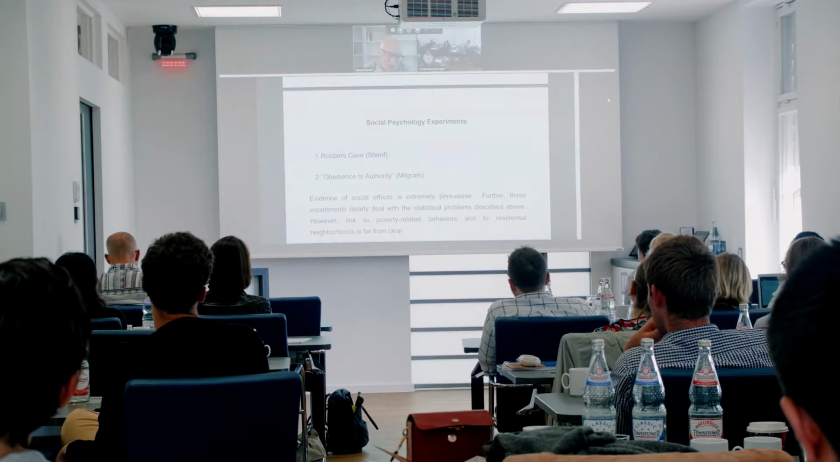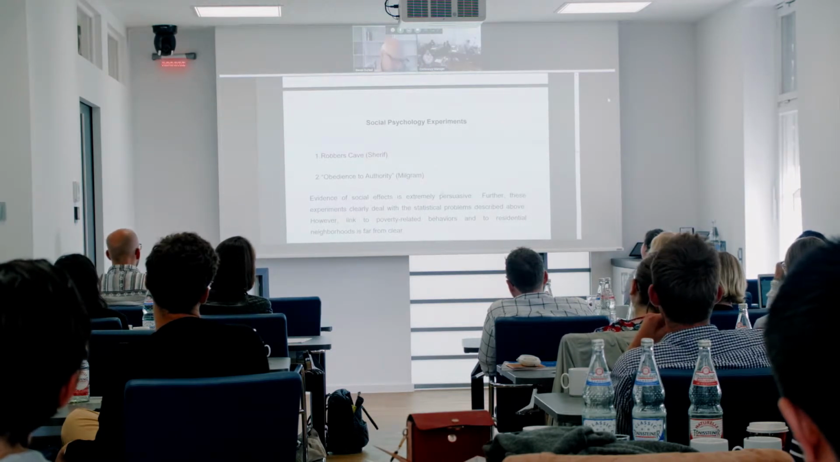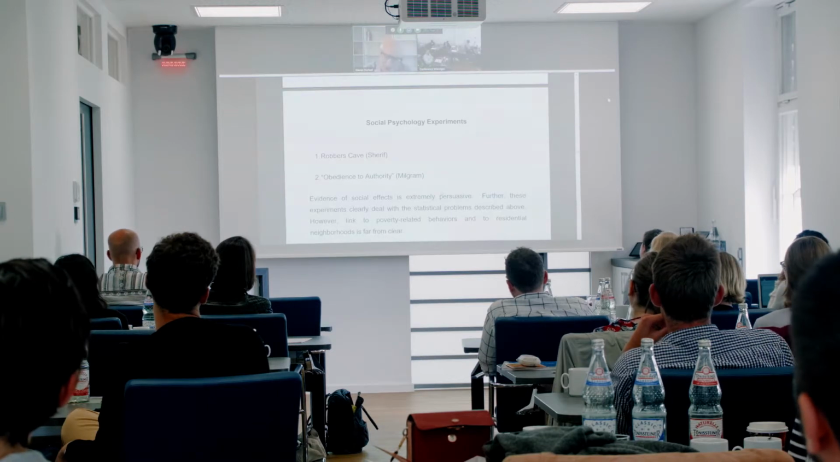And then at some point, what the experimenters did is they split up the kids in the following sense, which is they broke up friendships so that friends lived in different cabins. And they told one of the cabins that their name from now on was Eagles. The second cabin was called the Rattlers, like rattlesnakes.